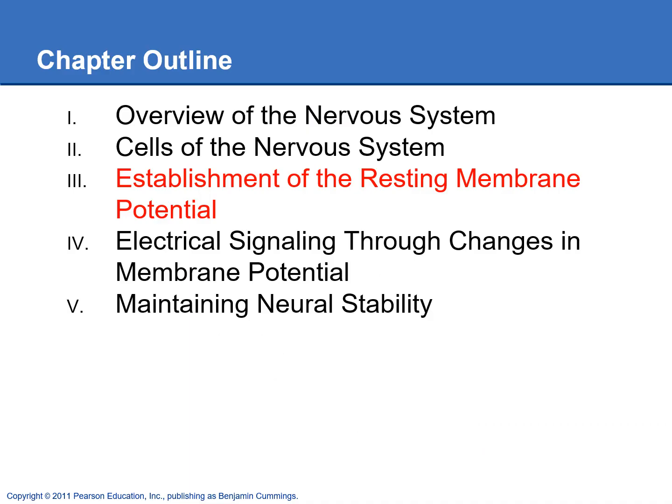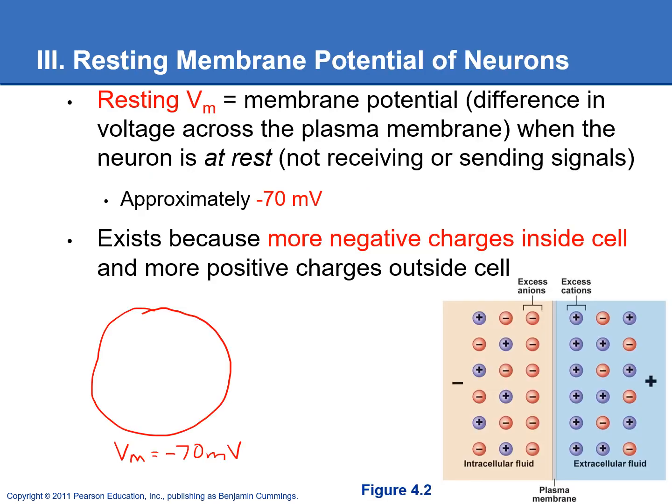We're going to take a look at how the resting membrane potential is established in this video. The resting membrane potential is the membrane potential when the neuron is at rest, and that means it's just sitting there, not receiving or sending any nerve signals at all. And the resting membrane potential for a lot of neurons is minus 70 millivolts. There are some differences in some neurons, but a lot of them will be right around minus 70 millivolts.